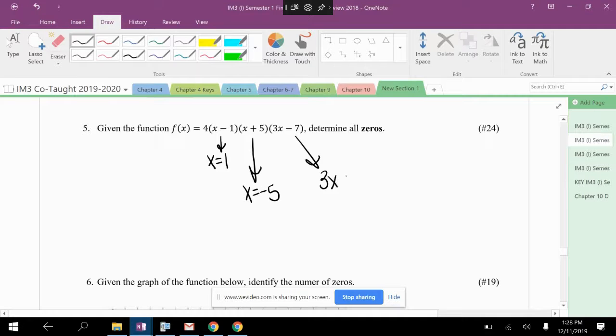So 3x minus 7 is equal to 0. You're going to add 7, divide by 3. So I'm going to add 7, and I get 3x equals 7. Divide by 3, and you're going to get a fraction, and you're going to be done. 7/3.